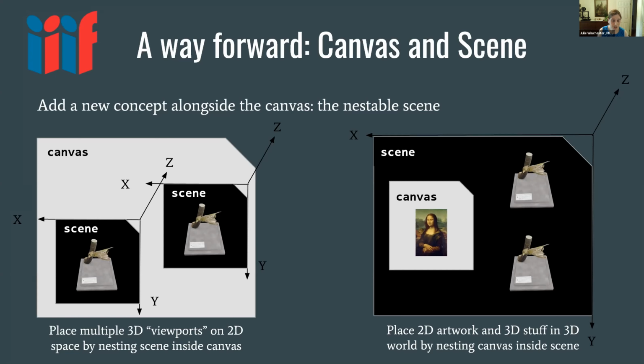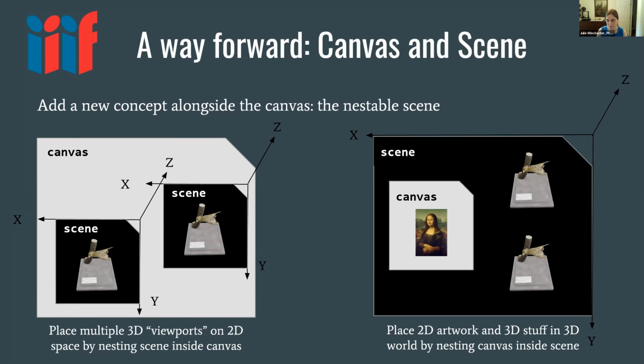On the left side of the screen, if you want to put multiple 3D viewports into totally different 3D spaces on a 2D space, if you want to put multiple objects in a 2D first context, you could do that by taking a canvas and then nesting multiple scenes inside of that canvas. Or alternately on the right, if you want to start with a 3D space, you can start with the scene and then place a couple of 3D objects inside of that scene. But then you can also annotate a 2D image into the 3D scene by placing the canvas inside the scene and then annotating the 2D image on the canvas.